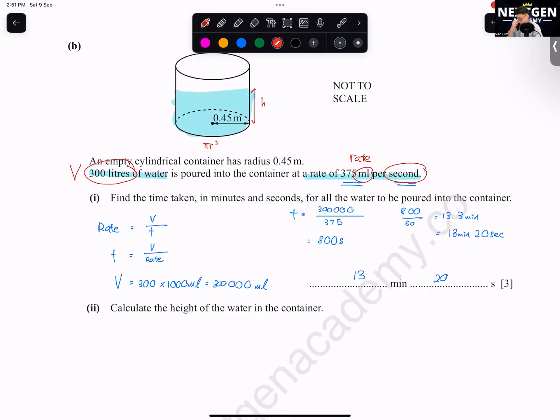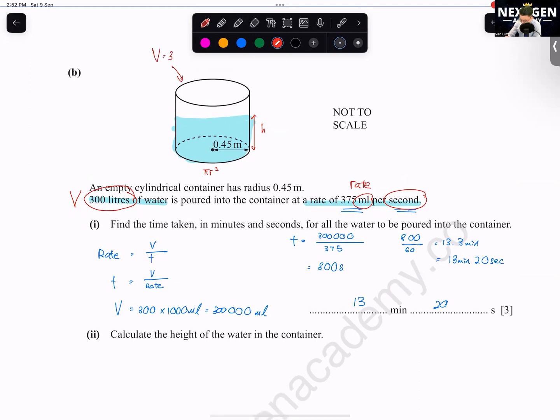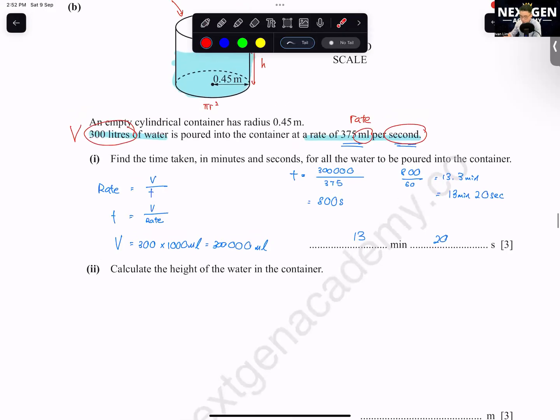They say the height of the water in the container. So let's look at the units that they gave us. The volume right now that went inside here is 300 liters. How can I convert it in terms of cm cube or meter cube? Because you see here, they give us the units here is 0.45 meter. So what I will do for this one, right? You need to convert it all to the same units first before you go and do it. So I will convert all to ml and cm cube.